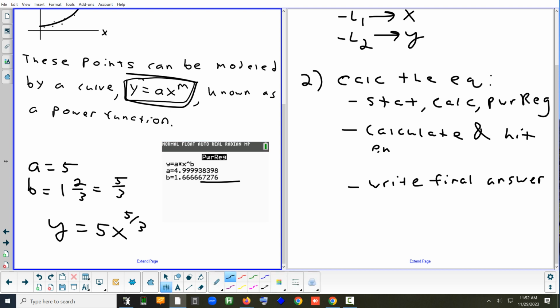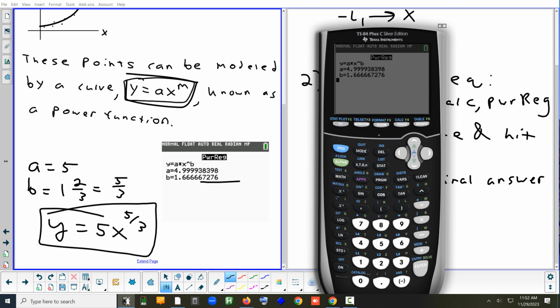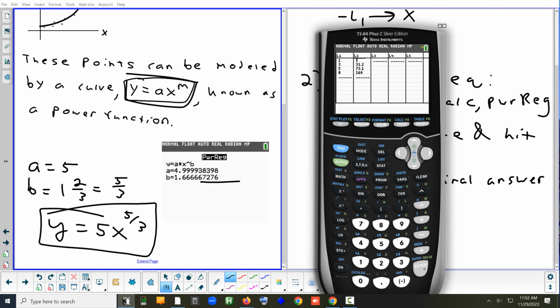Yep. And that should be the equation of the line that goes right through our points. Well, let's see. So when we look at our table, what's the smallest x value? And the biggest? 8. Okay, so x's go from 1 to 8. I want to be able to see that on the screen. So I would think 0 to 10 is good. So I'm going to set my window 0 to 10.